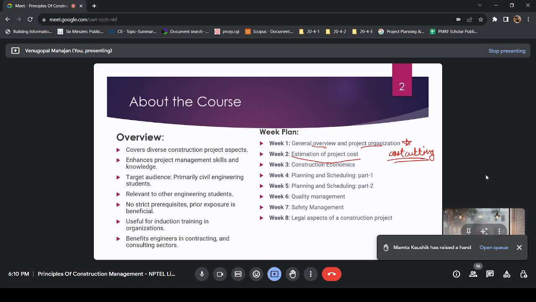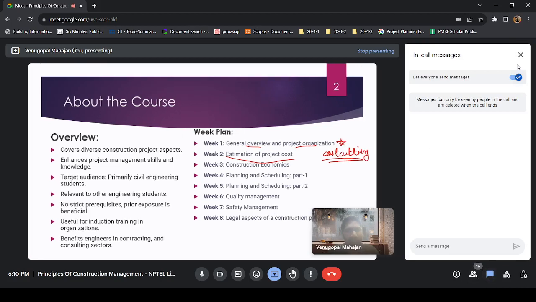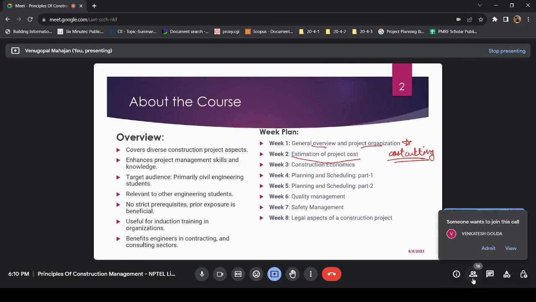I have one raised hand. Mamta Kaushik ji, you can just turn on your mic and say. I did not do that one, there is another Vijay, maybe he did it in between. Mine is the earlier one, the intro one. Okay, okay.